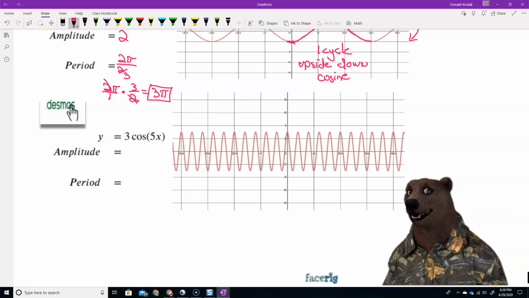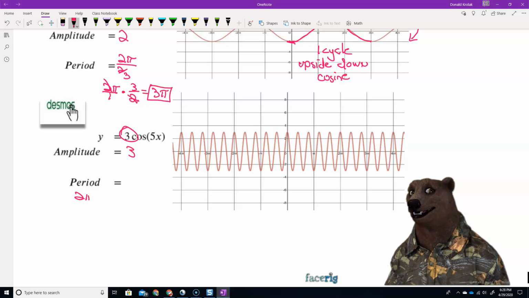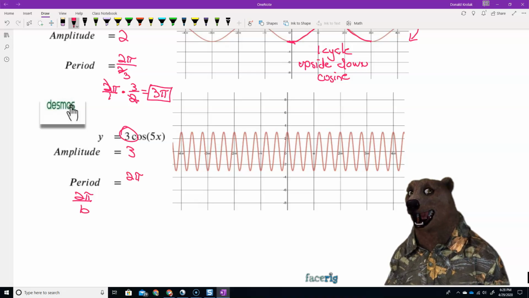Okay, so amplitude 3. Period is going to be 2 pi divided by b, which in this case is 2 pi divided by 5. You can't do anything to that, so you leave it alone.